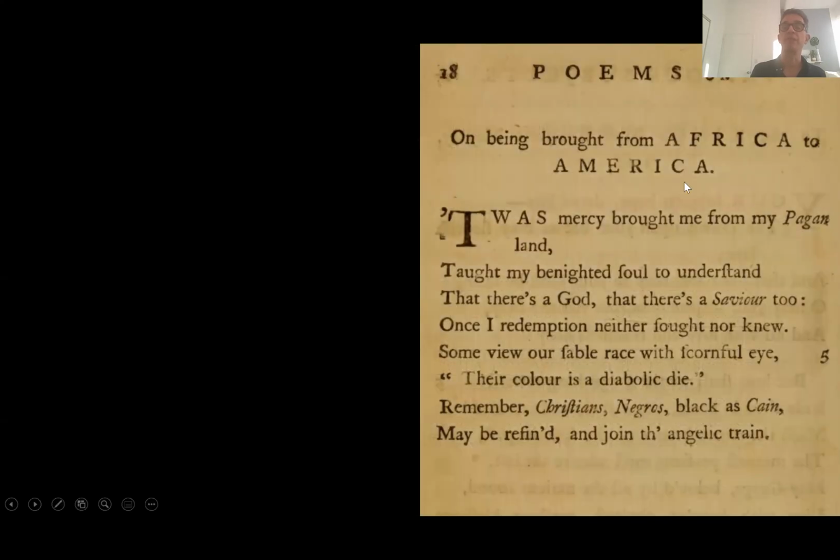On being brought from Africa to America. 'Twas mercy brought me from my pagan land, taught my benighted soul to understand that there's a God, that there's a Savior too. Once a redemption neither sought nor knew. Some view our sable race with scornful eye, their color is a diabolic dye. Remember, Christians, Negroes, Black as Cain, may be refined and join the angelic train.